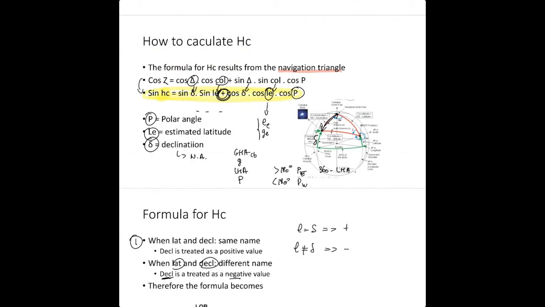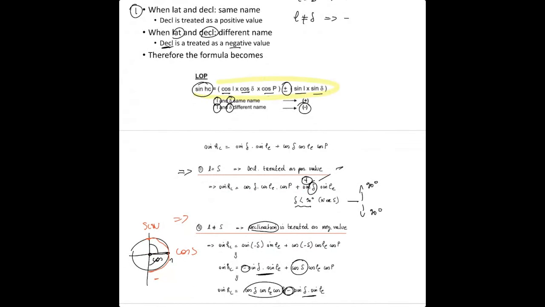Okay, voilà. And so the formula is the sinus of HC is cosine declination multiplied by the cosine of LE multiplied by the cosine of P, plus or minus the sinus of the declination multiplied by the sinus of estimated latitude. Okay, being the one that we use here. Okay, that's more practical because the minus will be introduced via the sinus of the declination there when latitude and declination have different names.